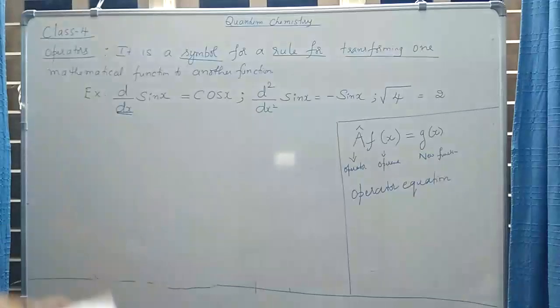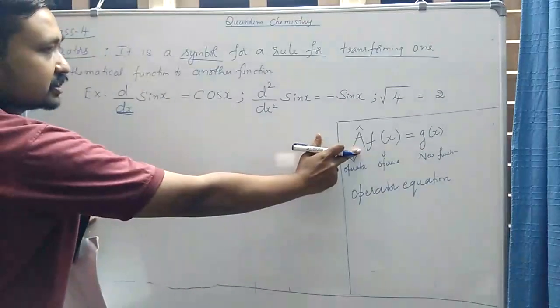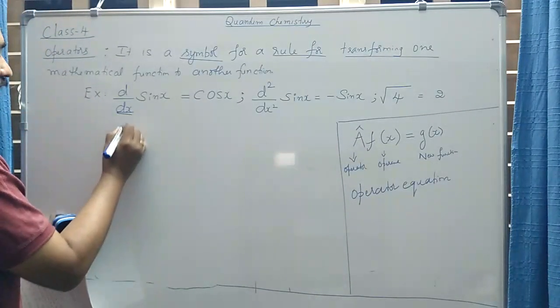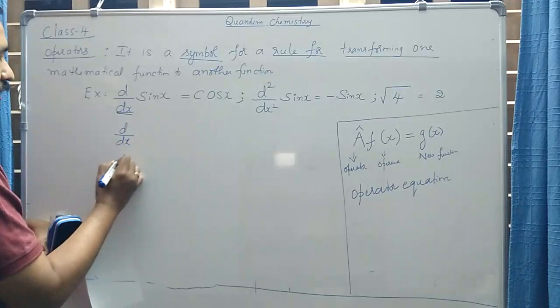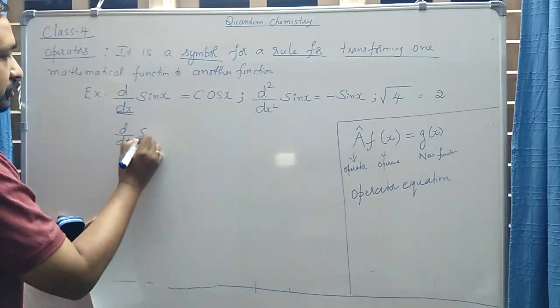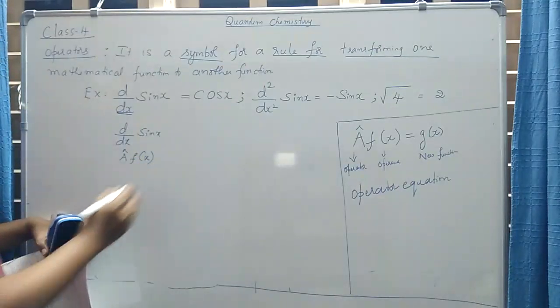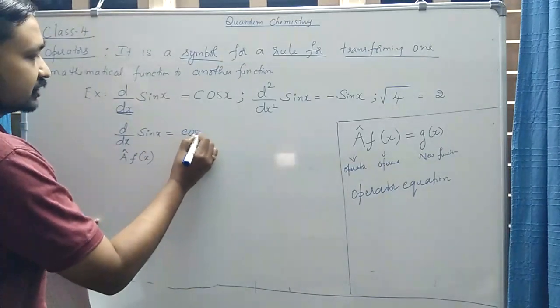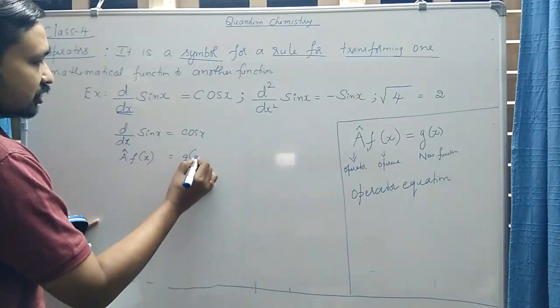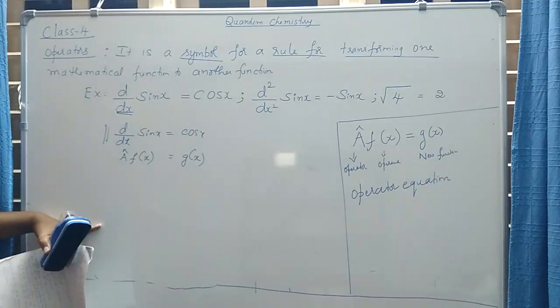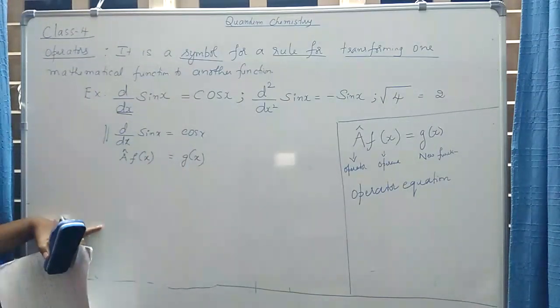Is this an operator equation? Yes, definitely yes. So if I compare this general equation with this particular example, d by dx, which is the operator A, of sin x, that is the operand f of x, is equal to cos x, which is nothing but g of x. So this equation is an operator equation. The operator here is d by dx, the operand is sin x.